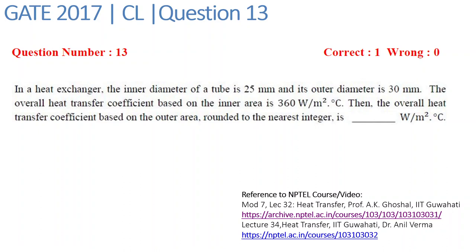So in this question we have been given a double pipe kind of heat exchanger and we have been given the heat transfer coefficient based on the inner area, and we have to find the overall heat transfer coefficient based on the outer area. So ultimately we will be applying the energy balance, that is the heat transfer rate will be equal to UA delta T, and we will be equating for both the cases to find the overall heat transfer coefficient based on outer area. So I'll just play the video solution.